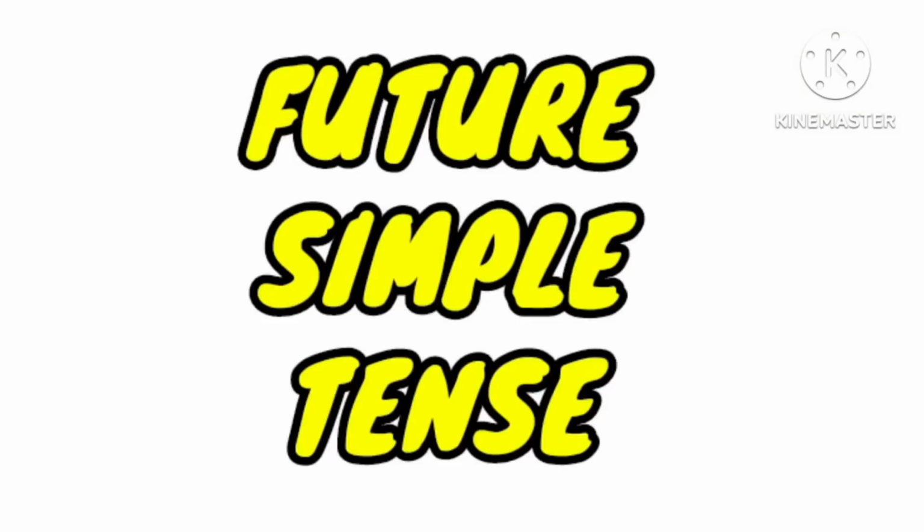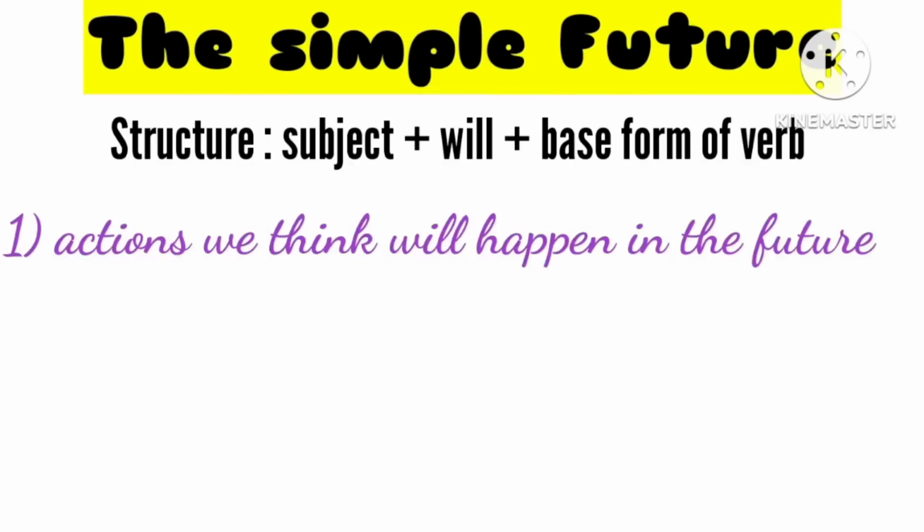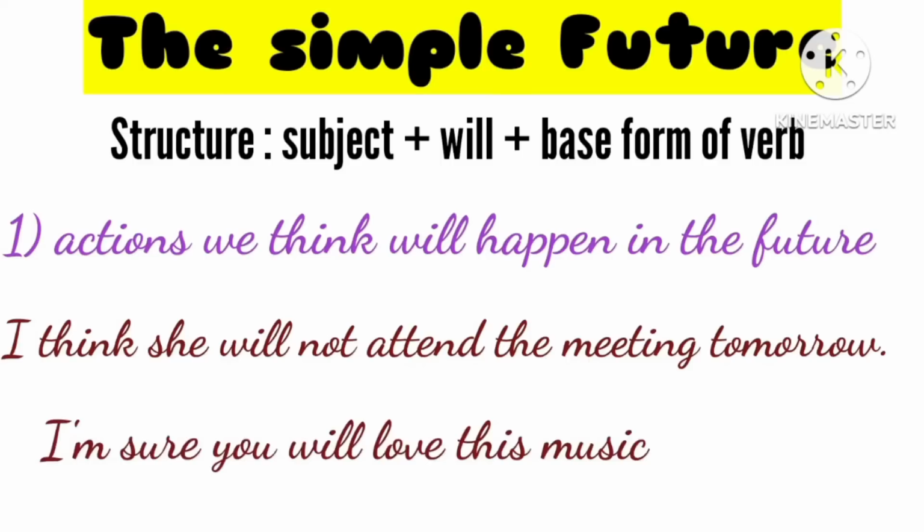In future simple tense, the structure is subject plus will plus base form of verb. It is of three types. First type is we use this future simple tense to describe the actions we think will definitely happen in the future. For example, I think she will not attend the meeting tomorrow. I am sure you will love this music.